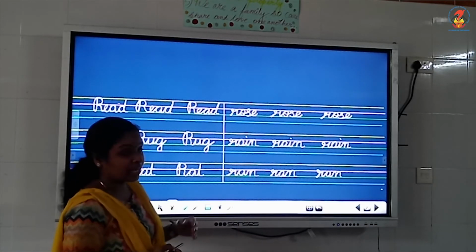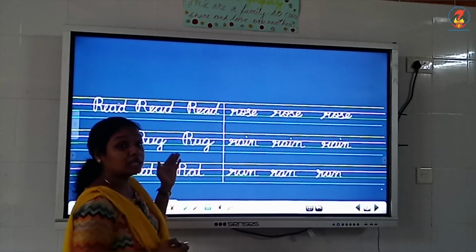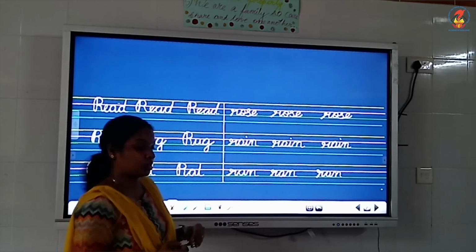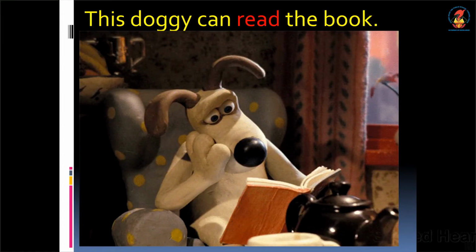Now, next we can see some sentences where these words can be used. Here you can see some pictures and the sentences where those words can be used. Okay, you just look at the picture. This doggy can read the book. R E A D, read. Look at the picture. What the doggy is doing? Doggy is reading the book. So, R E A D, read.